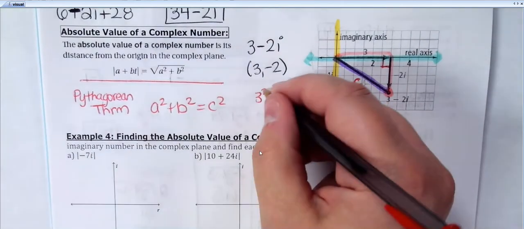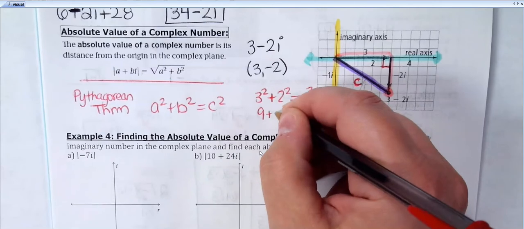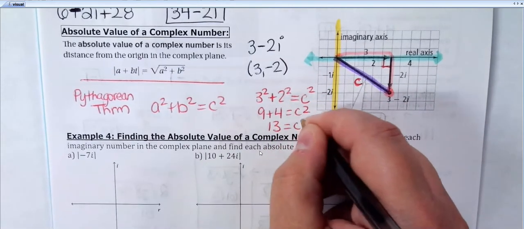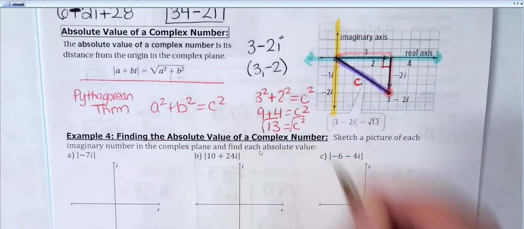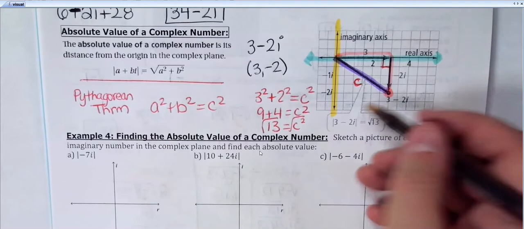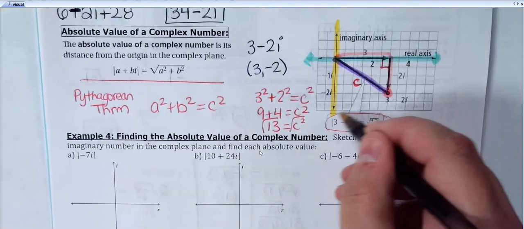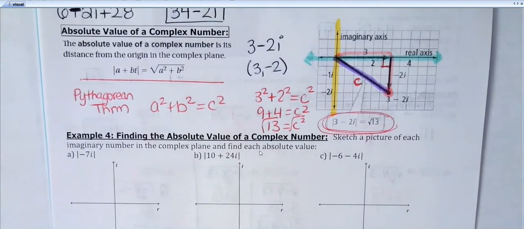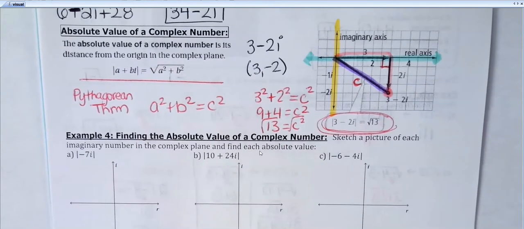Take 3 squared, you get 9. 2 squared, you get 4. Add that together, you get 13. I would have to take a square root. Again, I'm talking about distance, so I'm not going to put the plus and minus symbol there, but that's why they have this right here at the bottom. That absolute value would be square root of 13. You should not have an i or a negative involved when you do these problems, so it should not be imaginary. Just square root of 13 would be the absolute value.